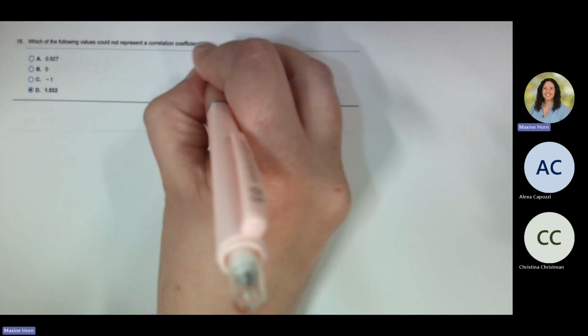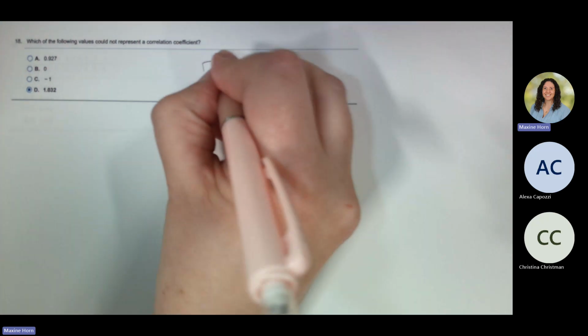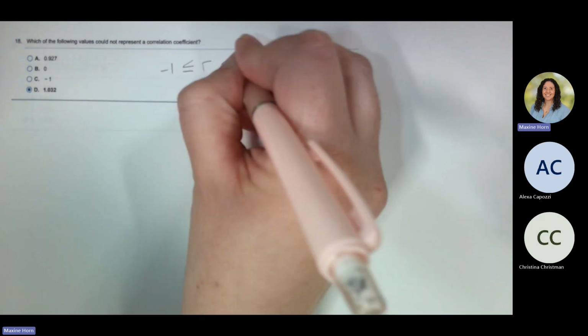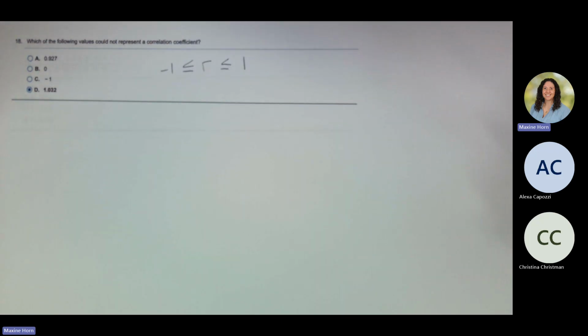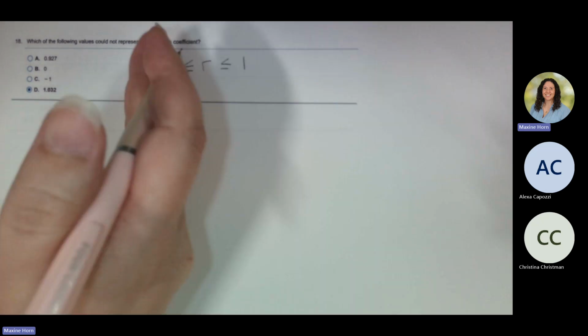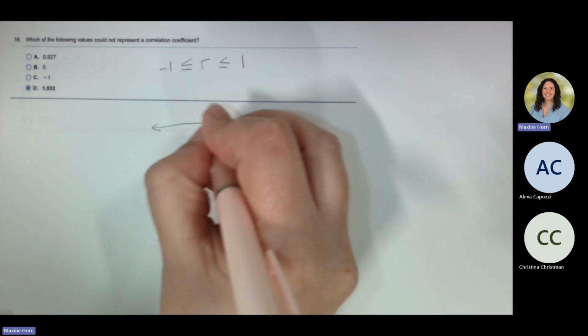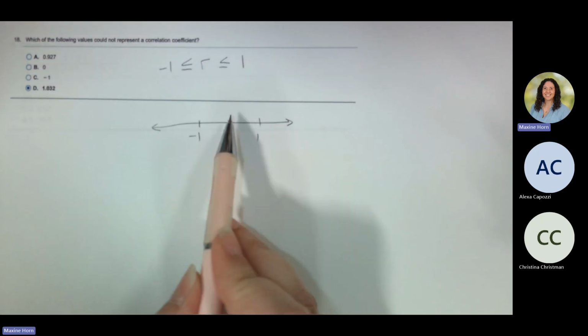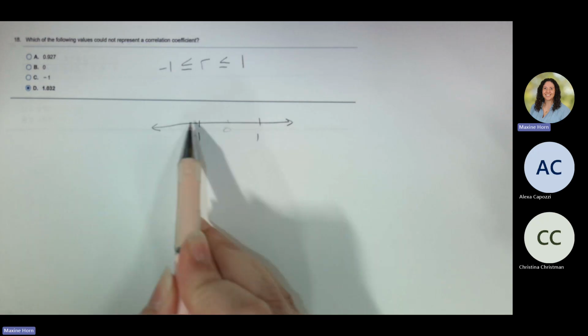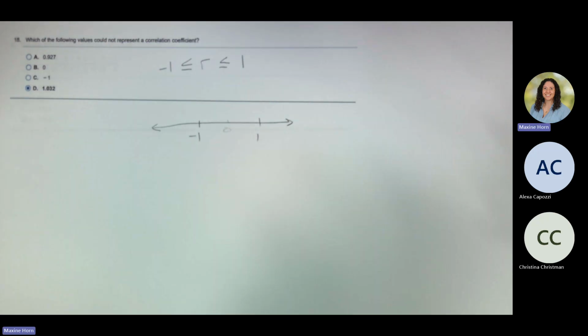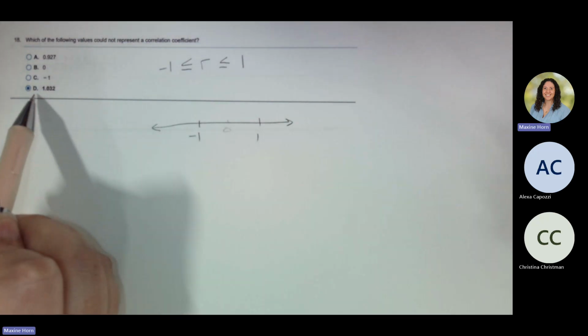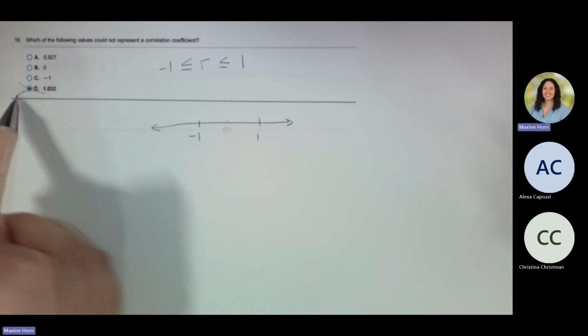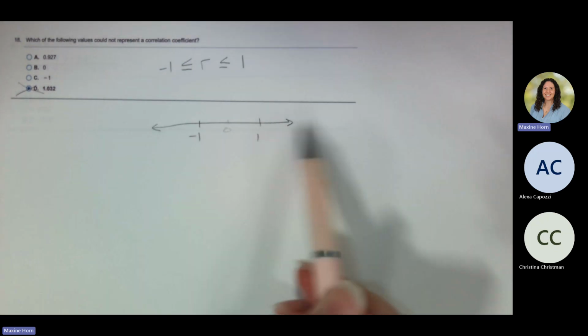So your R value, your correlation coefficient, has to be between -1 and 1 inclusive, meaning it's allowed to be -1 and it's allowed to be 1, but it has to be somewhere in between there. Can't be less than -1, can't be more than 1, right? So if we're picturing this on a number line, we have -1, we have 1, zero's in the middle here, right? It can be anywhere in between and it can be them, but it can't be beyond, right? So we can't have 1.032 because that's beyond the positive 1.